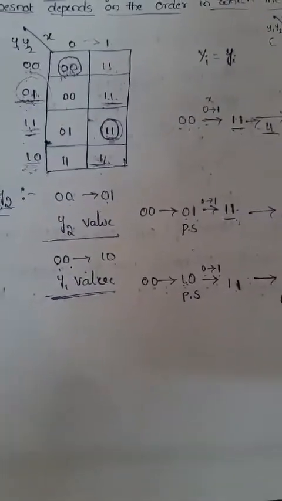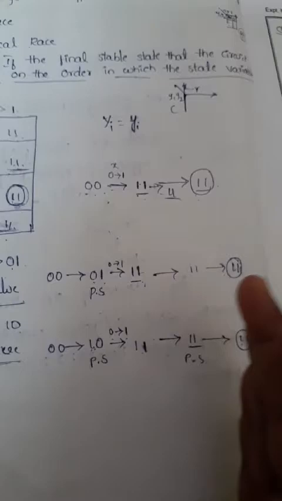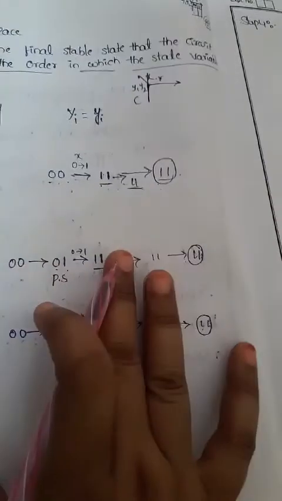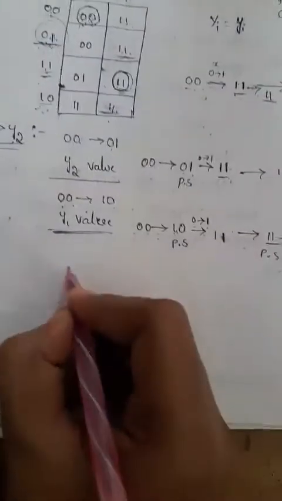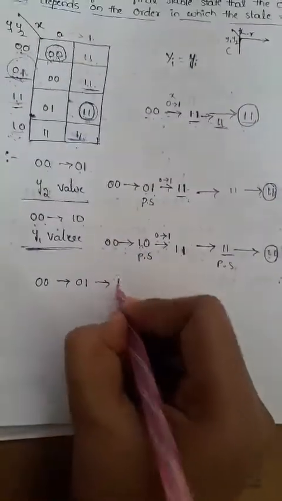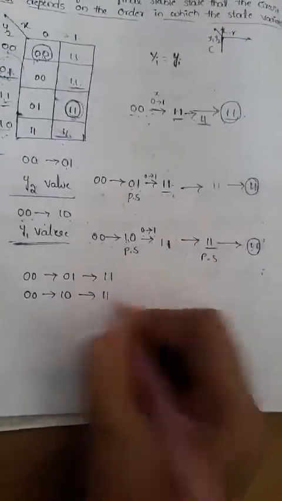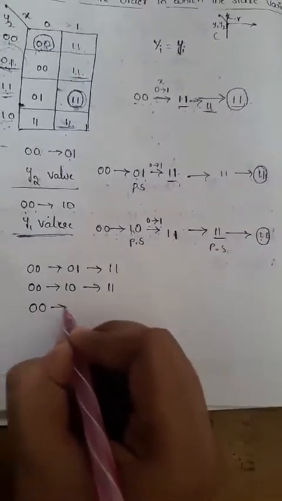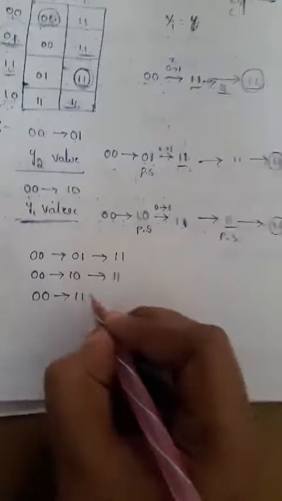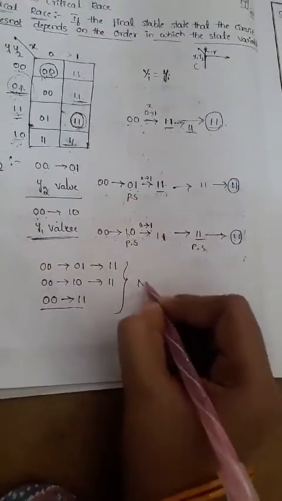Okay, what is meant by non-critical race? So here, finally, whatever the order may be, the system will reach the final stable state, that is 1 1. So then we can consider it a non-critical race. So the final race conditions: 0 0 to 0 1 will be stable at the 1 1 stage. Next, 0 0 to 1 0, in the 1 0 case also we are getting the stable condition 1 1. Next, at a time we are changing the 2 bits, then we will get the stable condition like this: 0 0 to 1 1, 1 1 to 1 1, present state to stable condition. So these are the non-critical races.